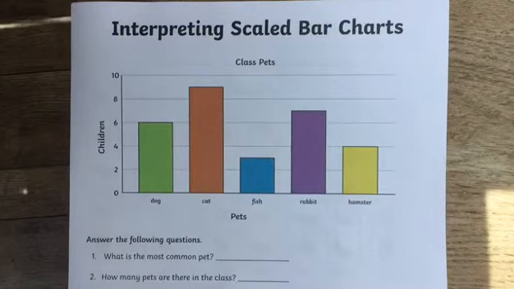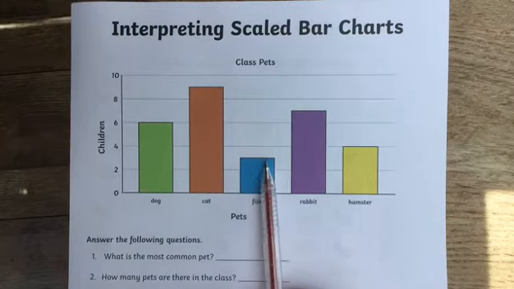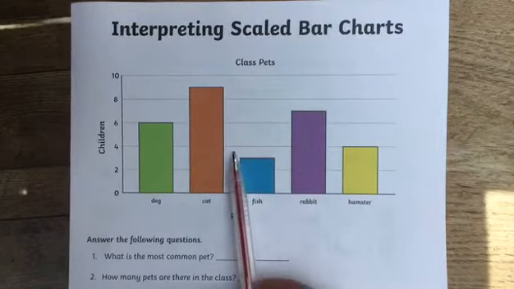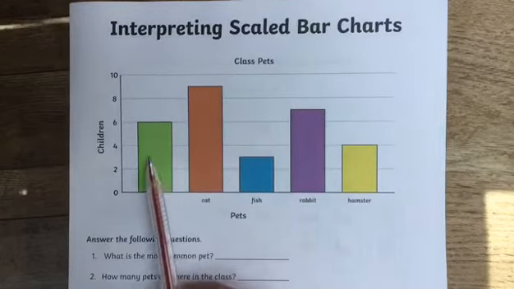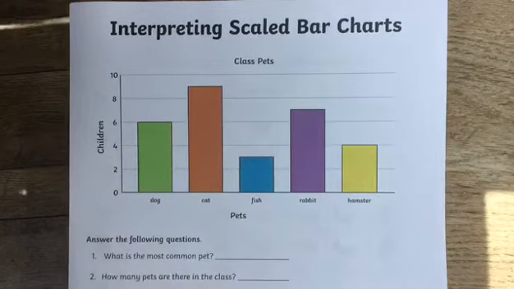So let me ask you some questions. Can you see from the bar chart how many children have fish as a pet? So fish is the blue one here. And you can see it doesn't actually go all the way up to the next line. So what's happening? What do we do? Well, we can see it goes halfway between this line and this line. So if we take it along to our scale here, we can see that halfway between 2 and 4 means that it must be 3. Okay, so 3 children say they have fish as a pet.